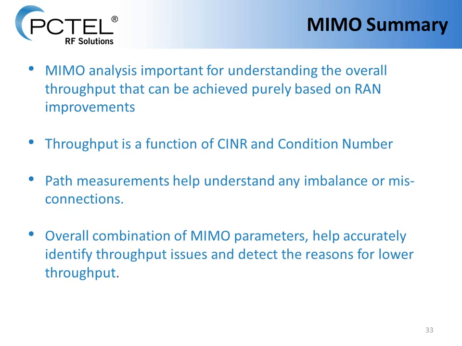And path measurements can be very, very important to understand any imbalance or misconnections. And we actually find that in probably about 1 or 2% of the new installations, you do find problems with misconnections. So consequently, having the ability to measure those paths can play a very important role in turning up a network. And the overall combination of MIMO parameters can really help you accurately identify throughput issues and detect the reasons for lower throughput.